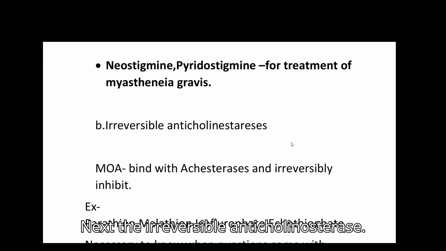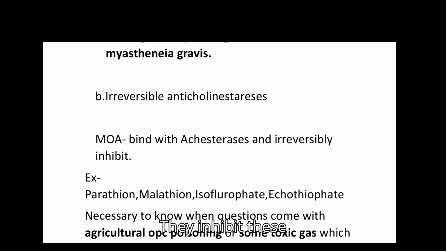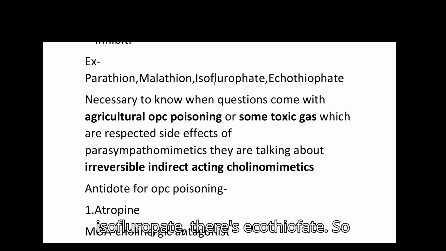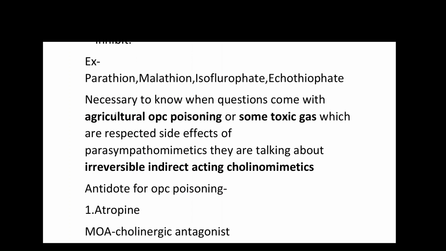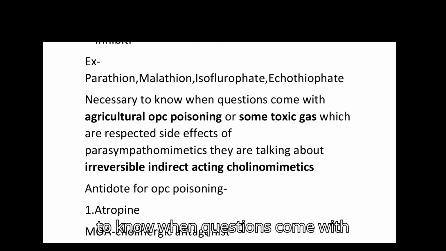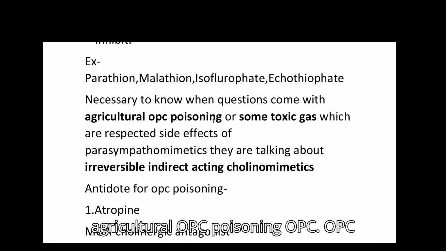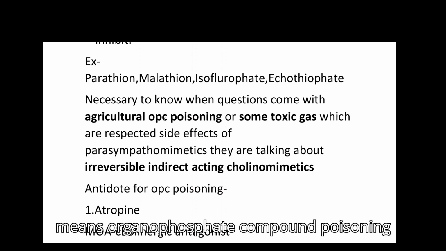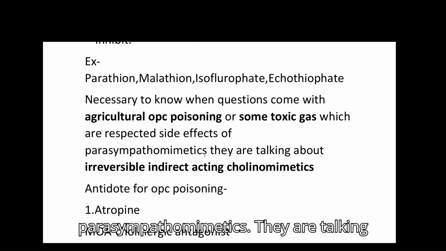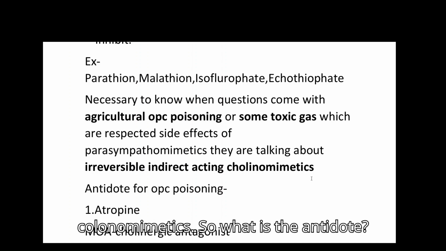Next, the irreversible anticholinesterases. They inhibit acetylcholinesterase permanently. So they bind to acetylcholinesterase and irreversibly inhibit it. Examples are parathion, malathion, isoflurophate, and ecothiopate. When you're talking about irreversible indirect acting cholinomimetics, it is necessary to know that questions come with agricultural OPC poisoning, OPC meaning organophosphate compound poisoning, or some toxic gas, which are expected side effects of parasympathomimetics.